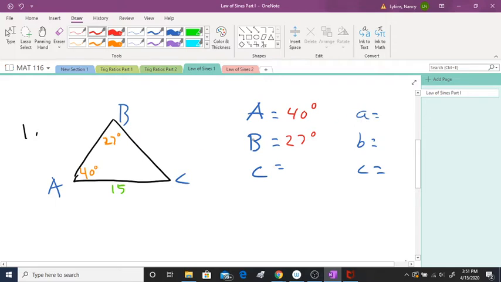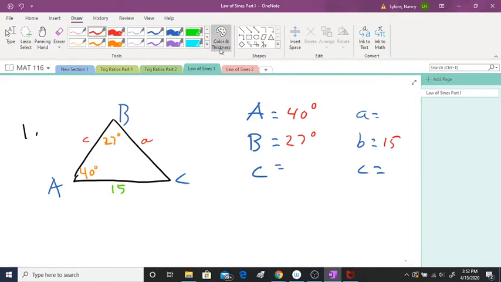My little a is right over here. I do not know that. My little c, I do not know, but my little b, I know is 15. So this means I could be asked a variety of different questions: to find all the missing information, or maybe just find side A, or maybe just find side C, or maybe just find angle C and side C. It just depends on what they're asking. I'm going to fill in all of the information that I need.